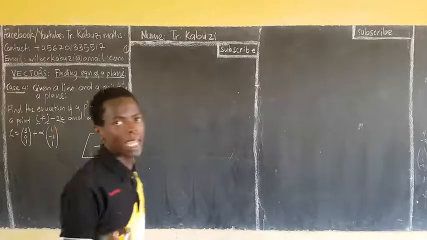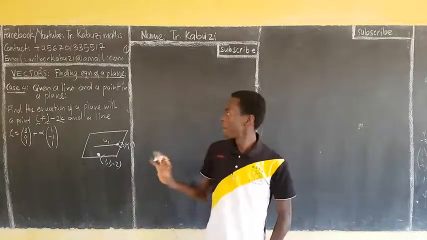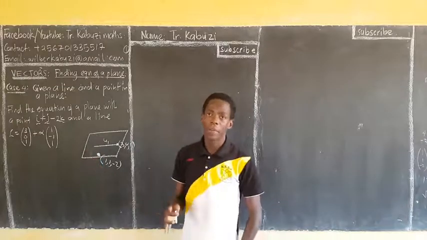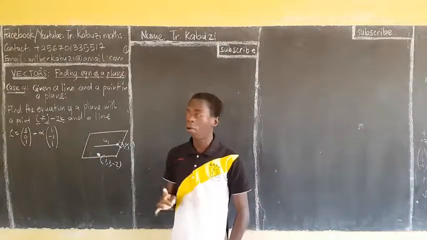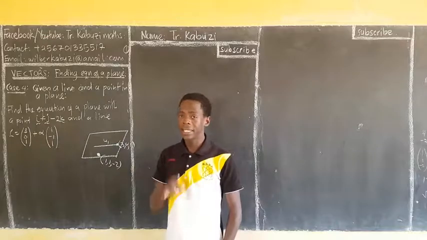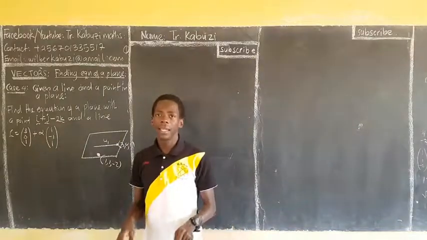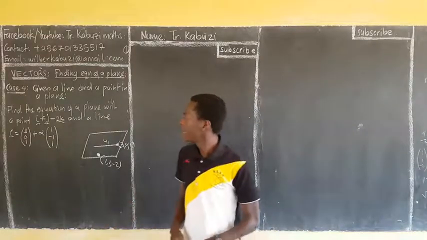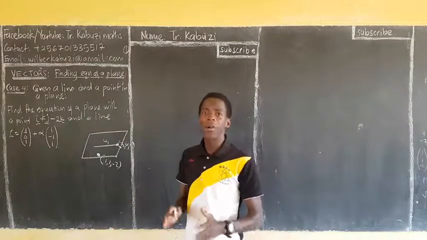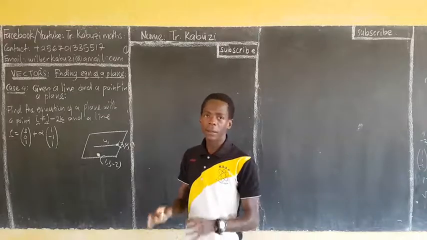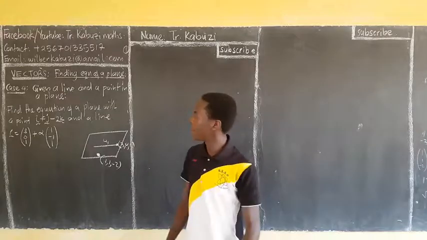Okay, now members, we have another case of a plane, how to get an equation of a plane. This time it's going to be case 4, where we are given a point in the plane, and also a line in the plane. Now the idea is very simple. By the way, always sketch. Sketching will make you see things in 3D.